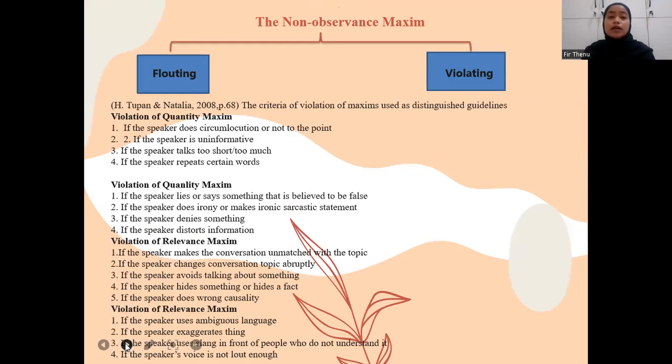According to Herawati, Tupan and Natalia, 2008, they made guidelines of the criteria of violating maxims, which are coded as KT1, KT2, KT3, KT4 for violation of the quantity maxim; KL1, KL2, KL3, KL4 for violation of the quality maxim; R1, R2, R3, R4, R5 for violation of the relevance maxim; and M1, M2, M3, and M4 for violation of the manner maxim.